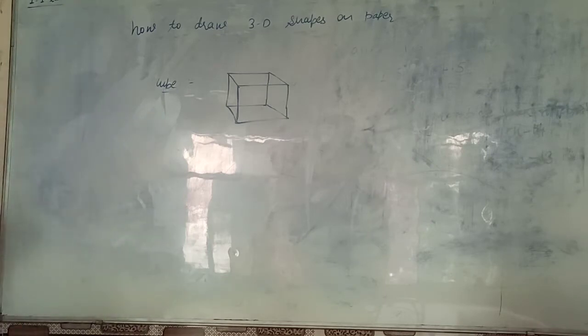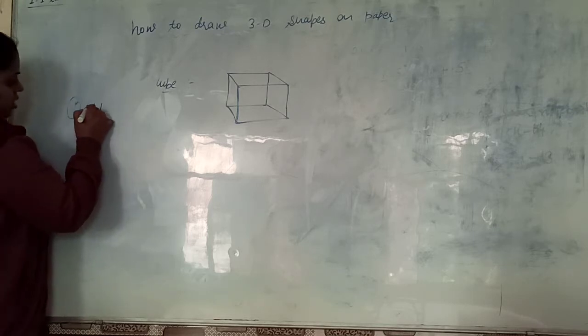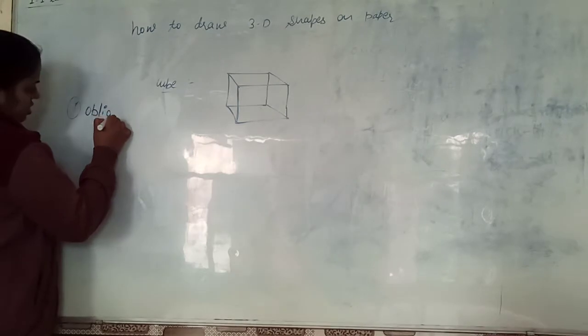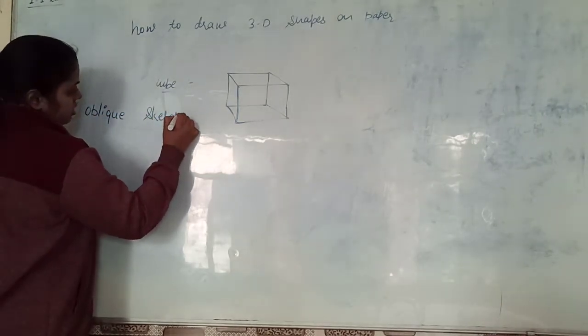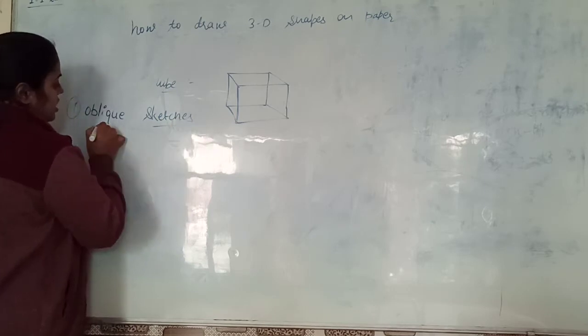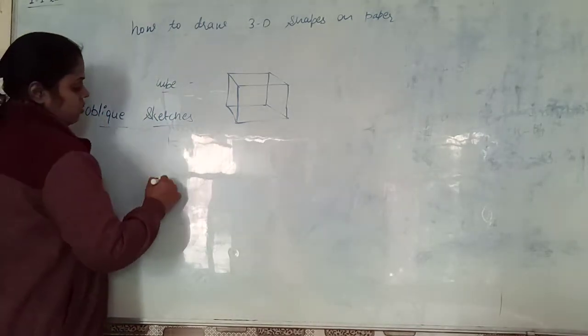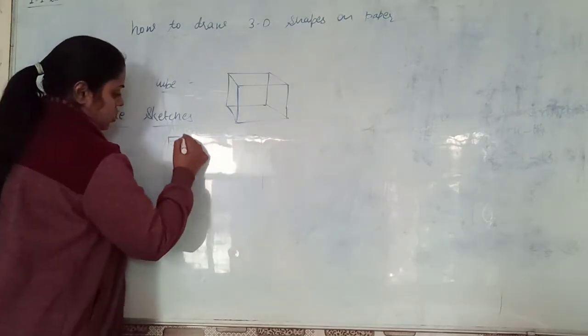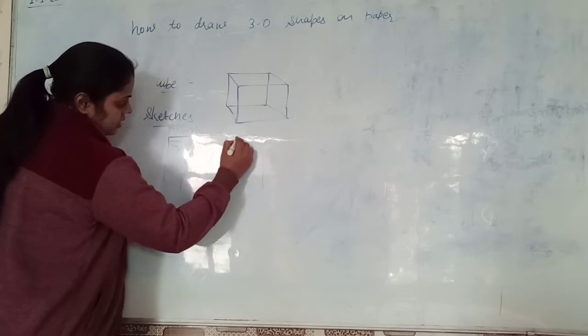First one is oblique sketches. Oblique sketches are like the small children's notebook in which boxes are already made. Square boxes are already made like this.